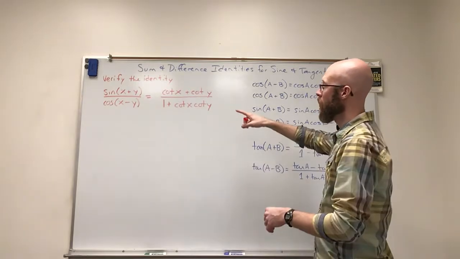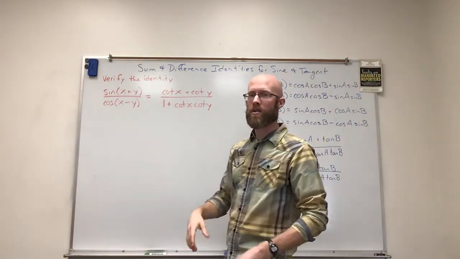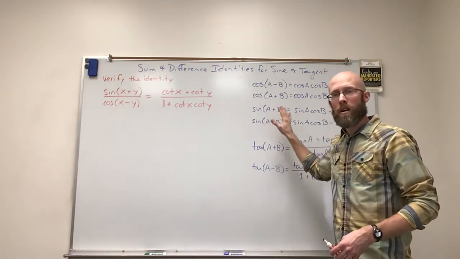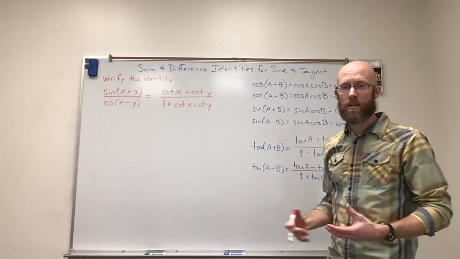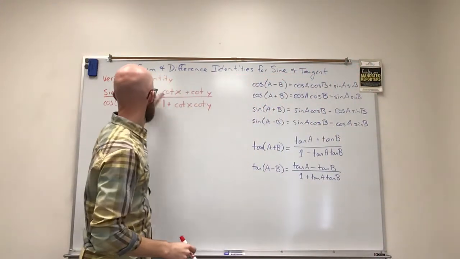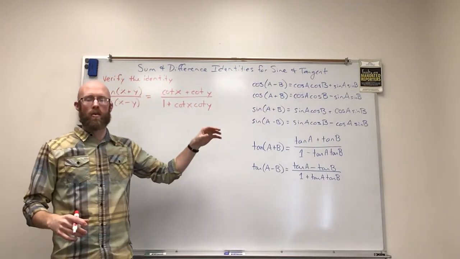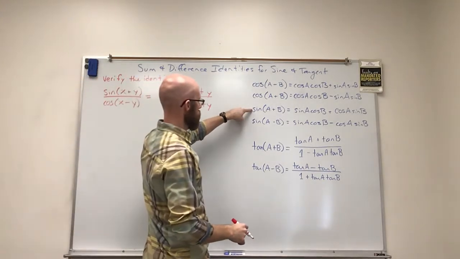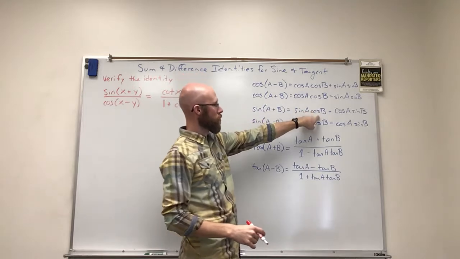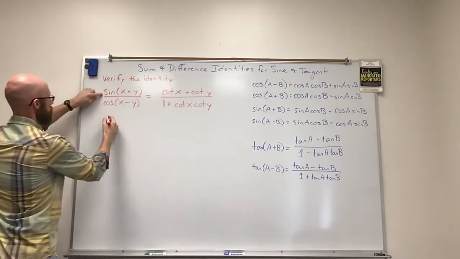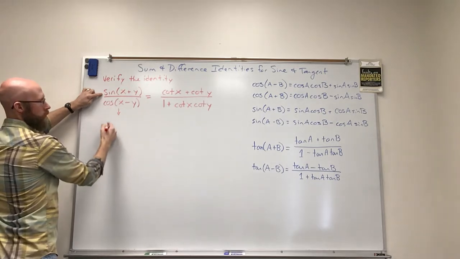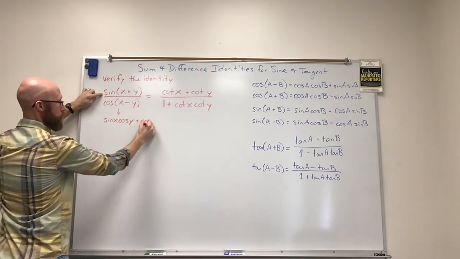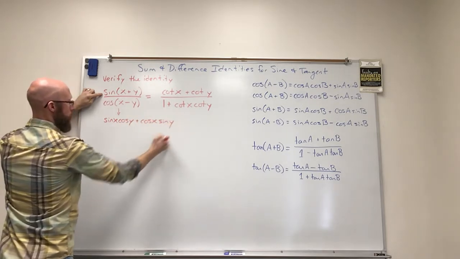So we start on the left. The obvious starting point is to replace the sine of x plus y and cosine of x minus y with their corresponding identities. Okay, so let's go ahead and try that and see if that helps. So the sine of x plus y, well, let's just replace all the a's with x's and all the b's with y's. So sine of x plus y is going to be sine of x cosine of y plus cosine of x sine of y.